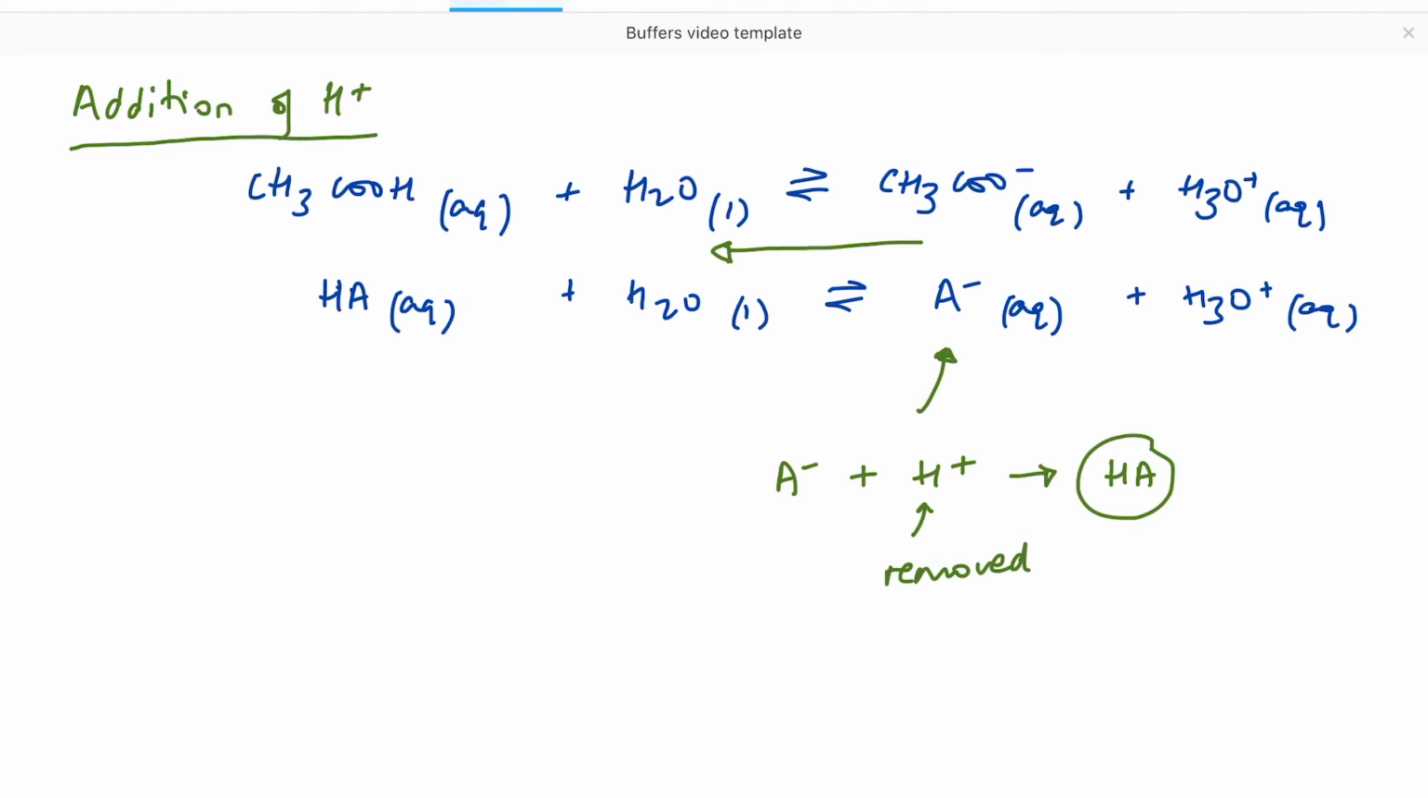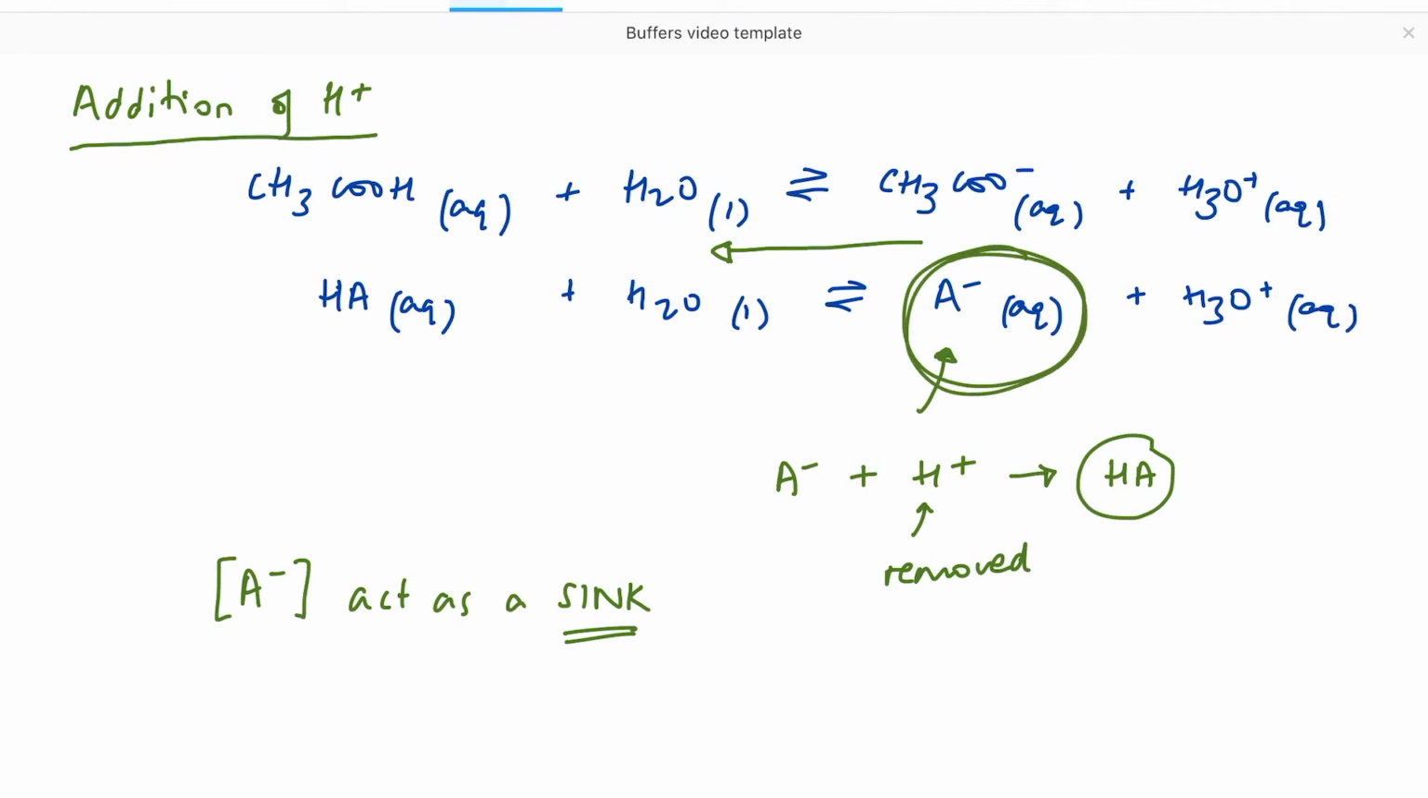So what we say is that A-, the concentration of salt ions in our buffer solution, acts as a sink for the extra acid added. And so as a result, the buffer system is able to maintain its pH despite small amounts of H+ being added. Obviously, if you were to add a shed load of hydrogen ions, then eventually, once all your salt ions have been used up, they're no longer able to buffer. We're going to eventually end up with a drop in pH.